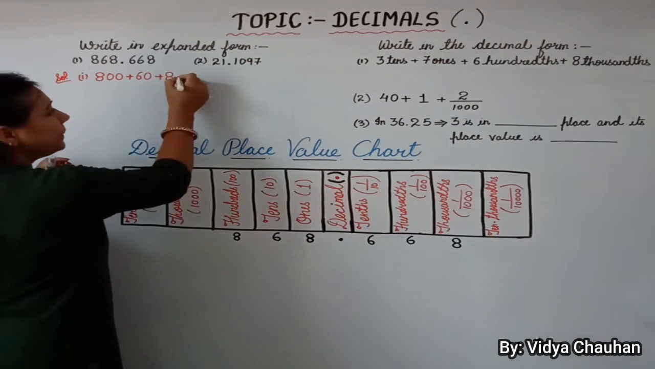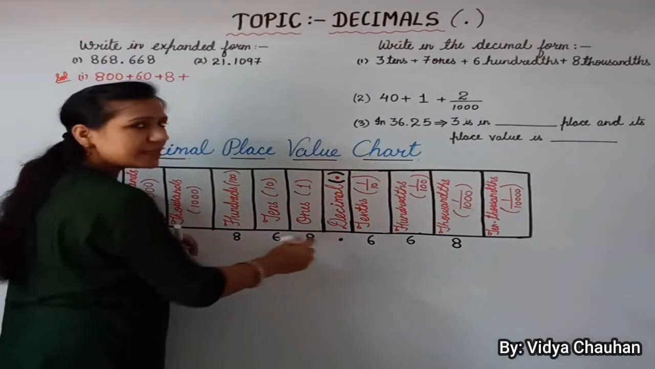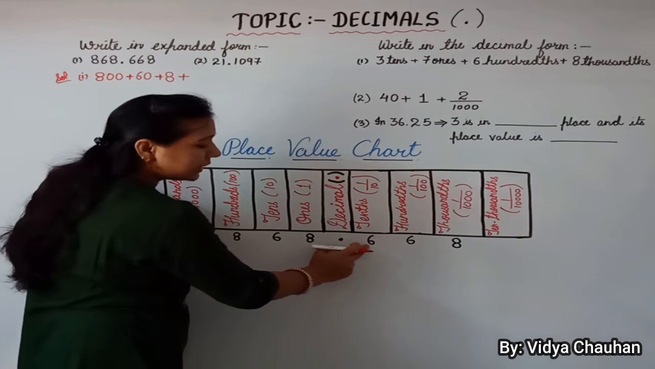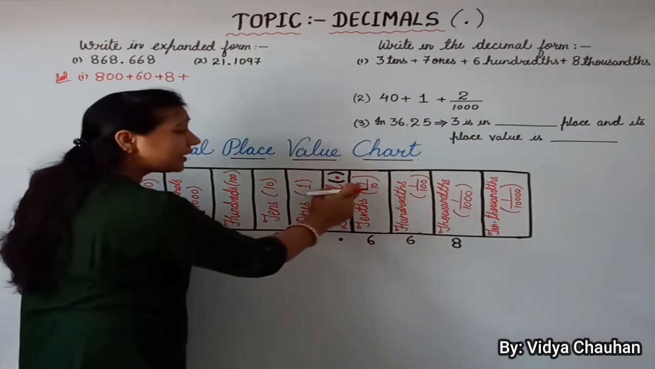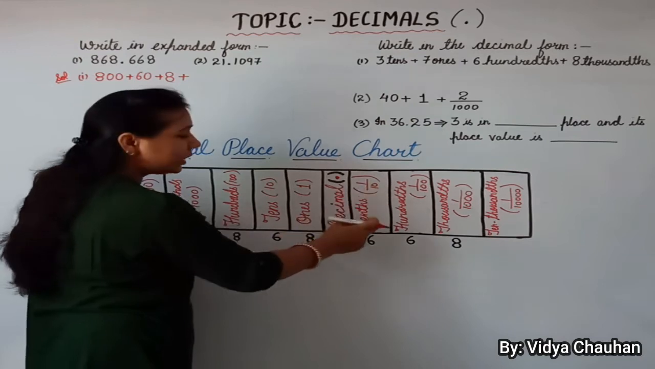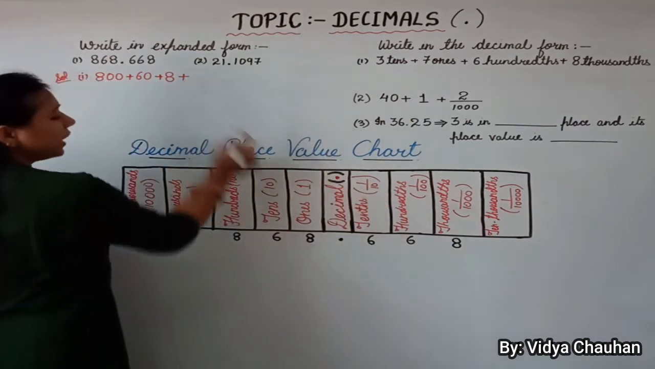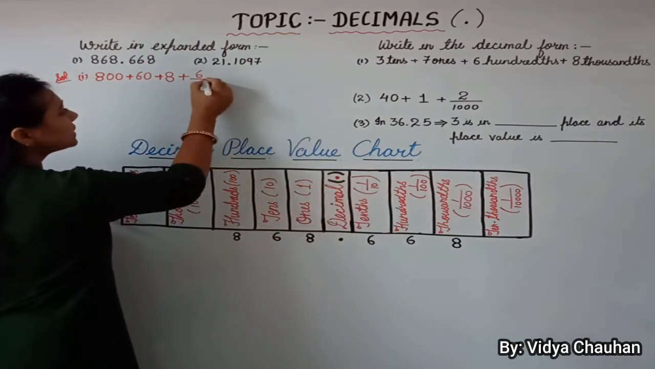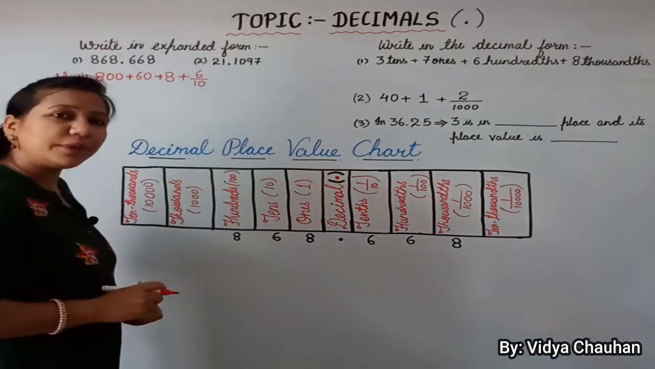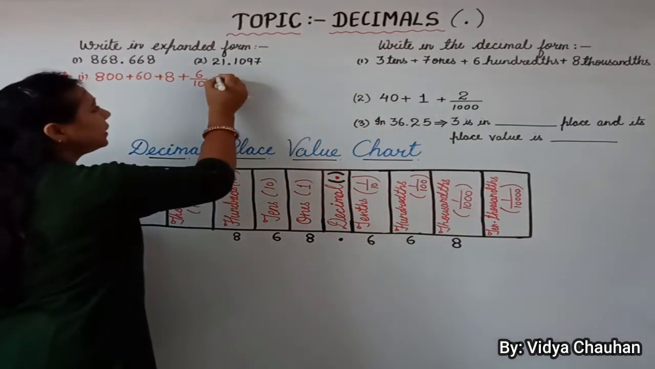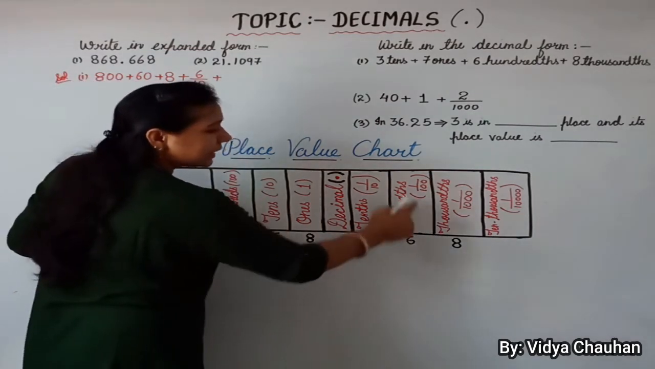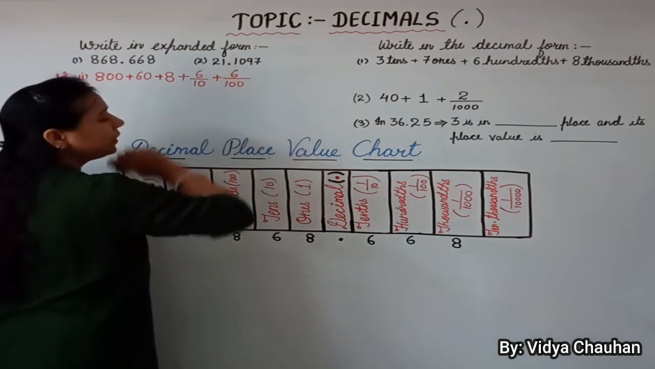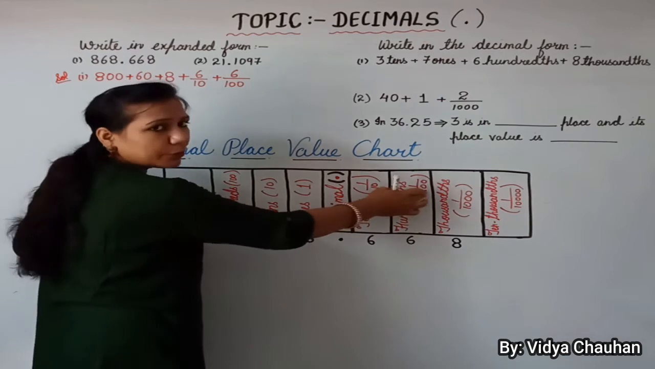Clear, students? Plus. Now the decimal is there, so no need to worry, simply put the plus. Now the next digit in the decimal part is 6, and what is its place value? 1 upon 10, that means tenth portion. So again you have to multiply 6 with 1 upon 10, so that will give you 6 upon 10. 6 multiplied by 1 upon 10 is 6 upon 10, plus the next digit 6 at hundredths place. So this will again become 6 upon 100 when you multiply 6 with 1 upon 100.